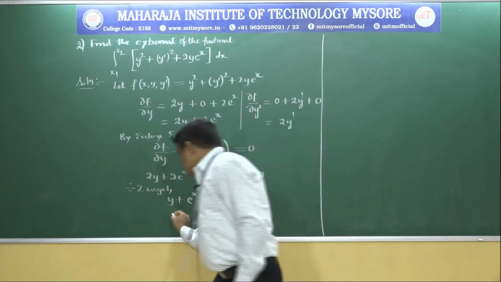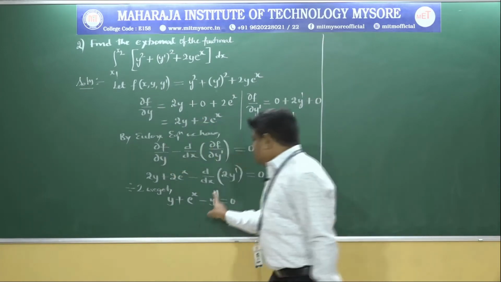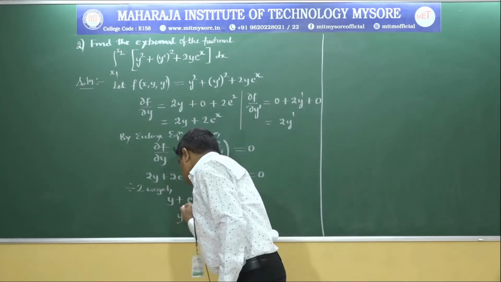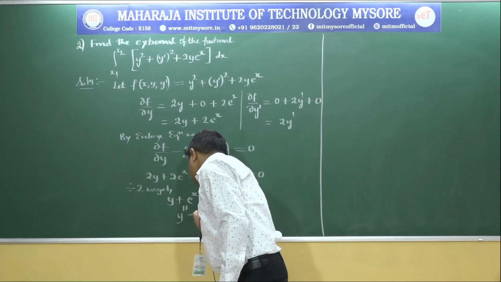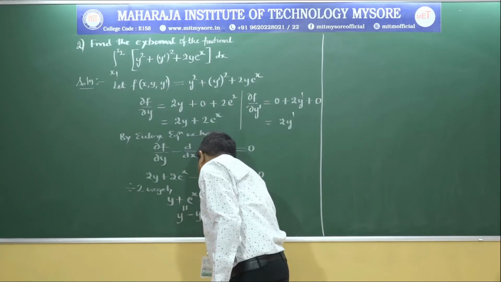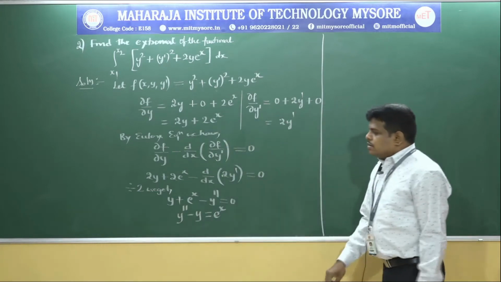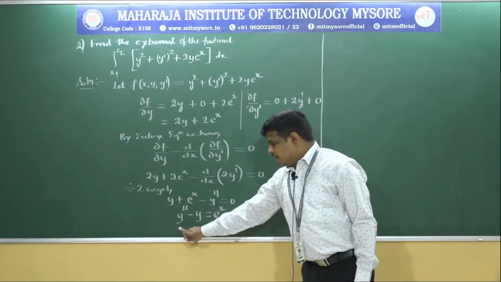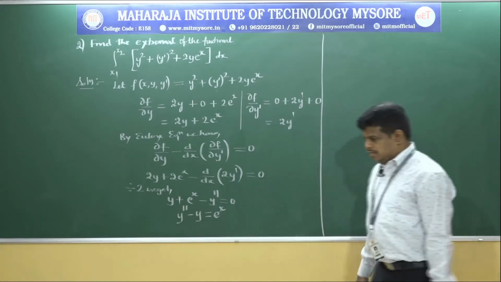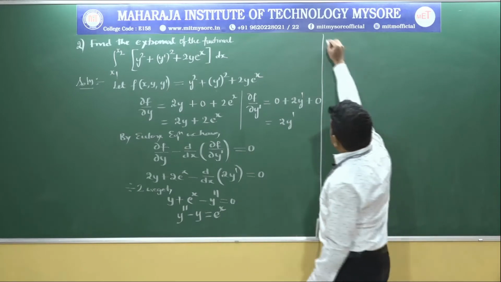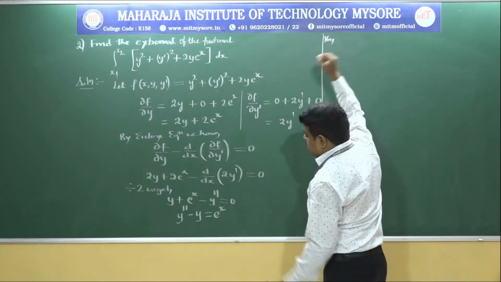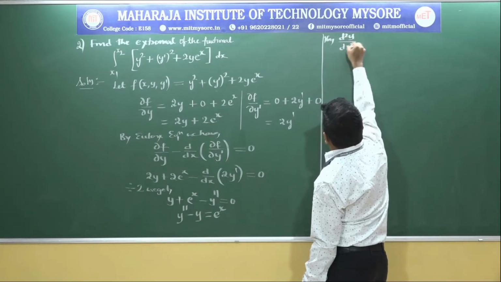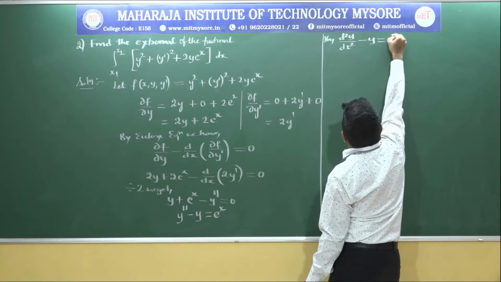Now shifting minus y double dash and plus y to the right hand side, it becomes positive sign. That is, y double dash minus y equals e power x. Now y double dash is your second order derivative. This can be rewritten as d square y by dx square minus y equals e power x.